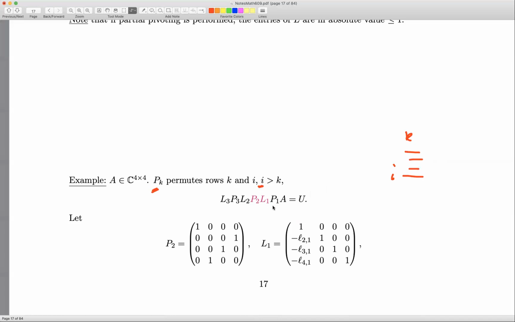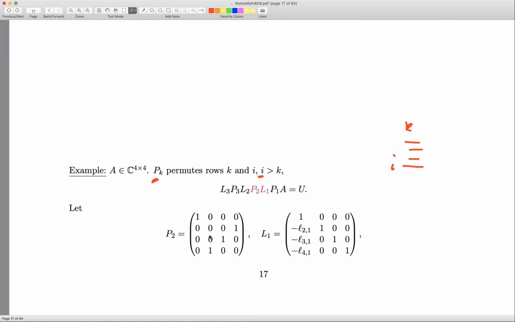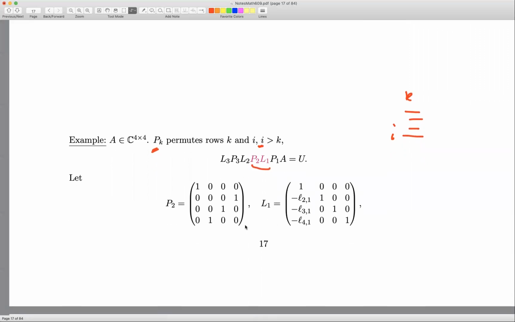How do we do that? Let's consider a particular example. Let's say P2 is this matrix, and L1 is this matrix. We know that L1 is this matrix. So let's look at P2 times L1 and compute what is P2 times L1.